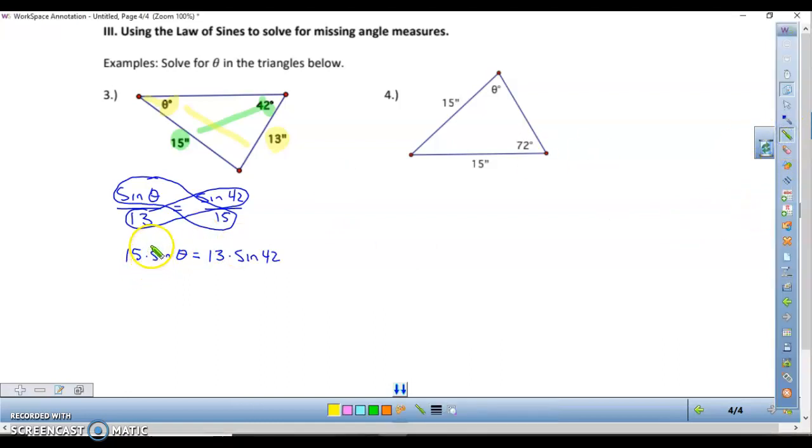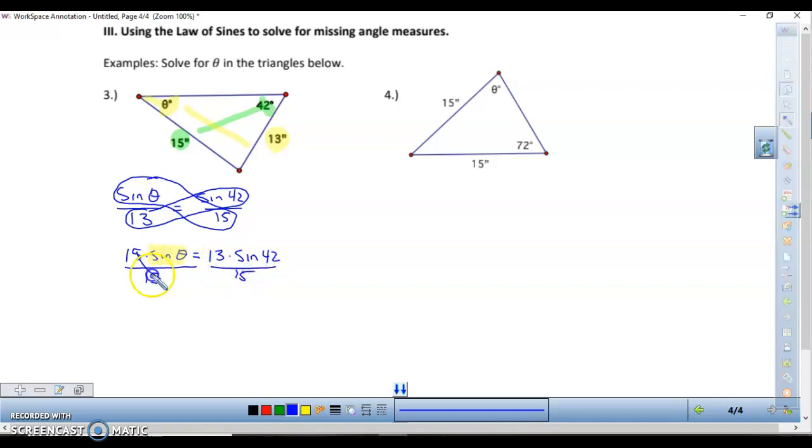Whenever we're solving for an angle, that's when you use that inverse operation in your calculator. So my goal right now is to get this sine of theta part by itself. So I'm going to divide both sides by 15. And I get that the sine of theta is equal to 13 times the sine of 42 divided by 15.